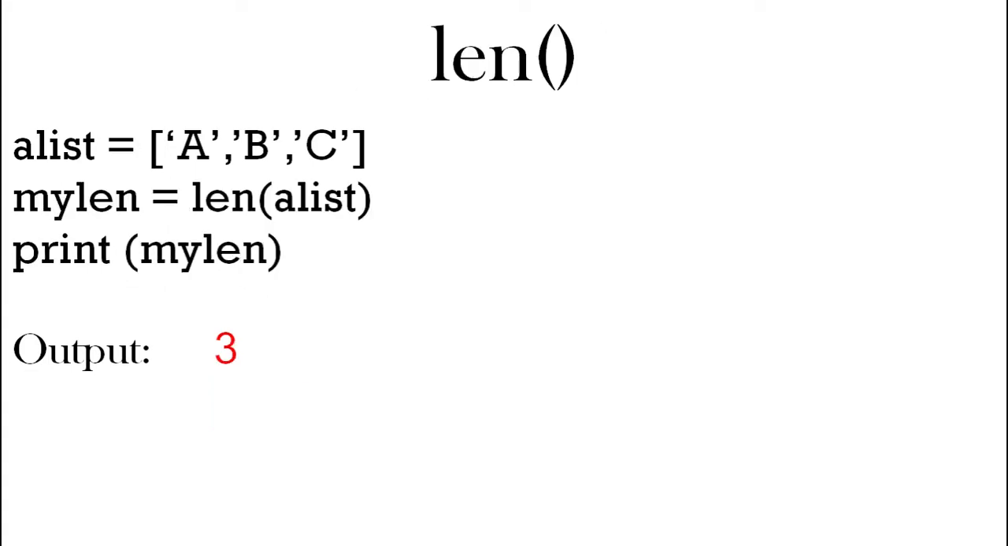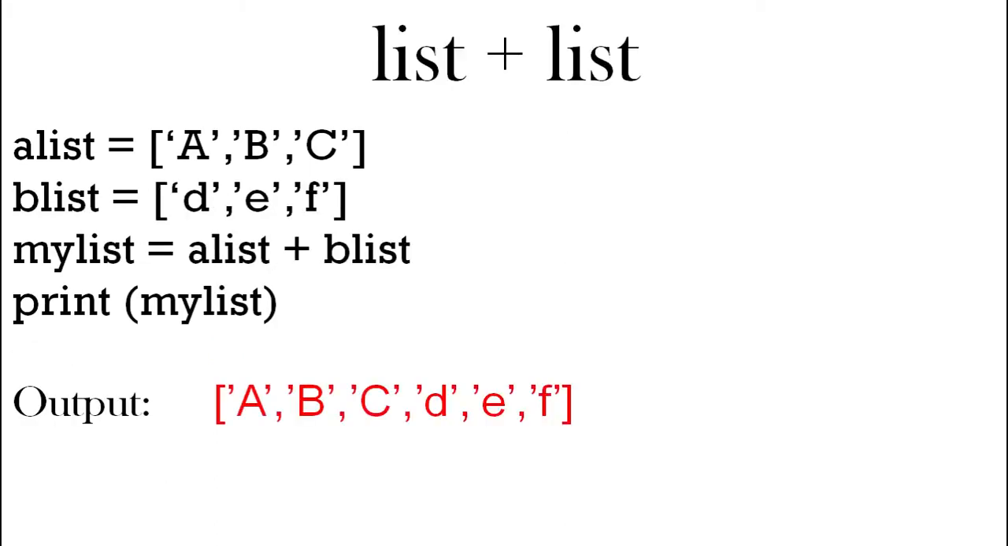Len, short for length, gives us the length of the list, how many elements there are. And we can also concatenate using the plus symbol, so we can just add two lists together. So here we have A, B, C, D, E, F. Add them together.